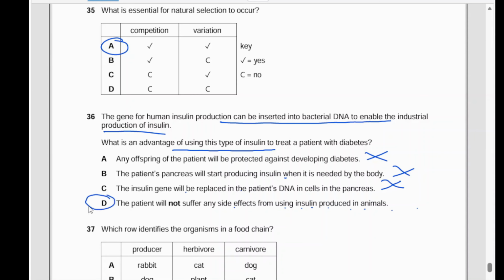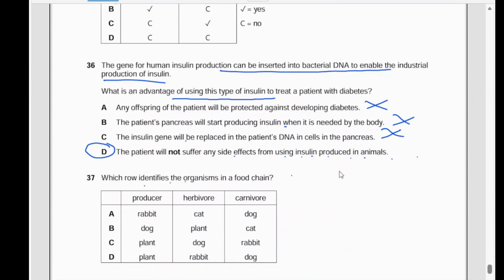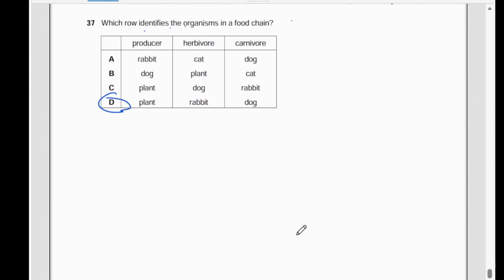Yes. Which row identifies the organisms in the food chain? Producers are plants, okay. Herbivores, okay, correct. And the carnivore is dog.